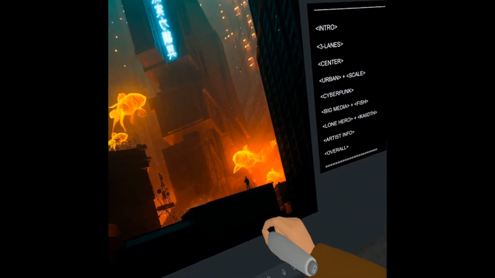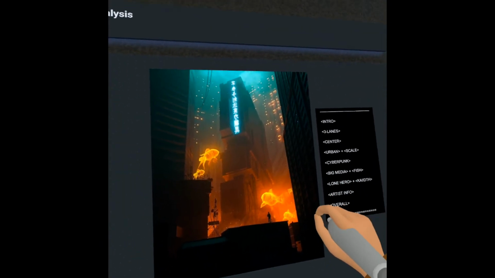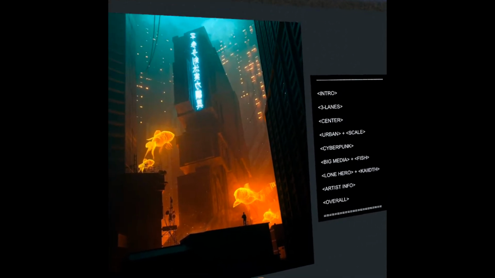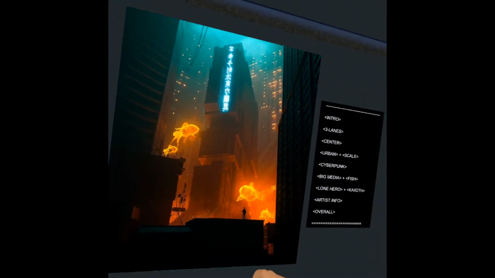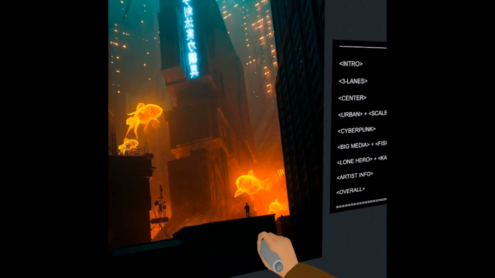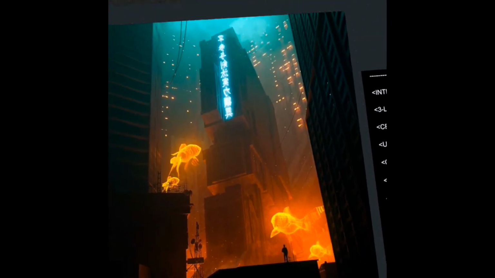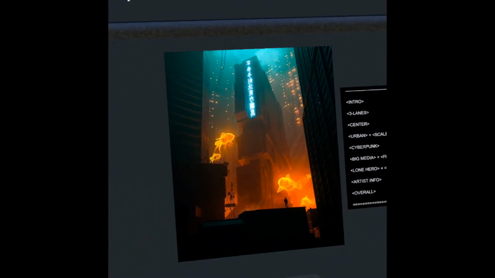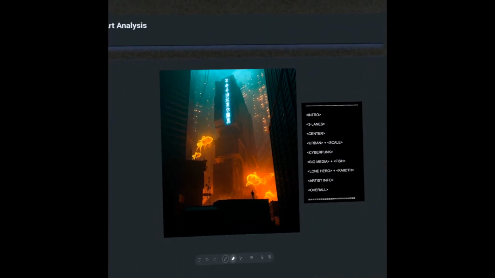And this lone hero is just dwarfed by this large scene. Earlier, we talked about that grand sense of scale, and I think that's incredibly important. Whenever you tie that into the cyberpunk genre, an individual can feel like a drop in the bucket in these massive cyberpunk megacities. So I think that's really important to note.